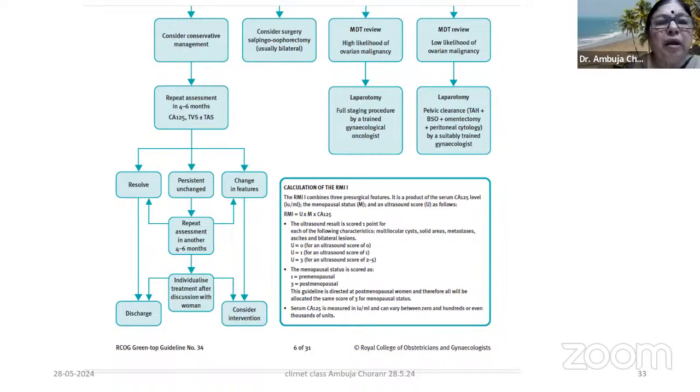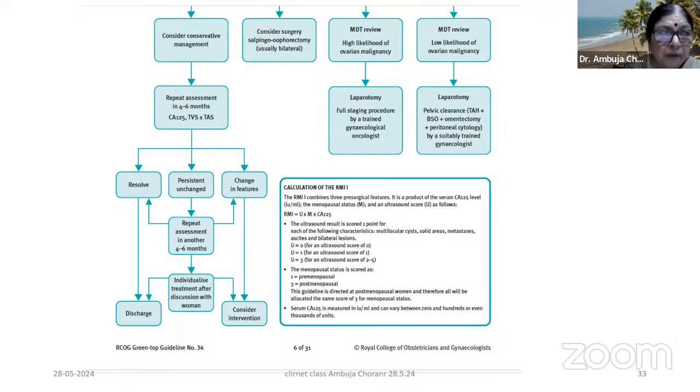And in a 4 to 6 weeks interval, what are you going to do? You follow up with the CA-125, transvaginal ultrasound, transabdominal ultrasound. If the cyst resolves, or if it persists without any change in the CA-125 levels, you discharge the patient, telling her that she has to come back with frequent visits. And if she refuses and insists on hysterectomy, do the hysterectomy with bilateral salpingo-oophorectomy.